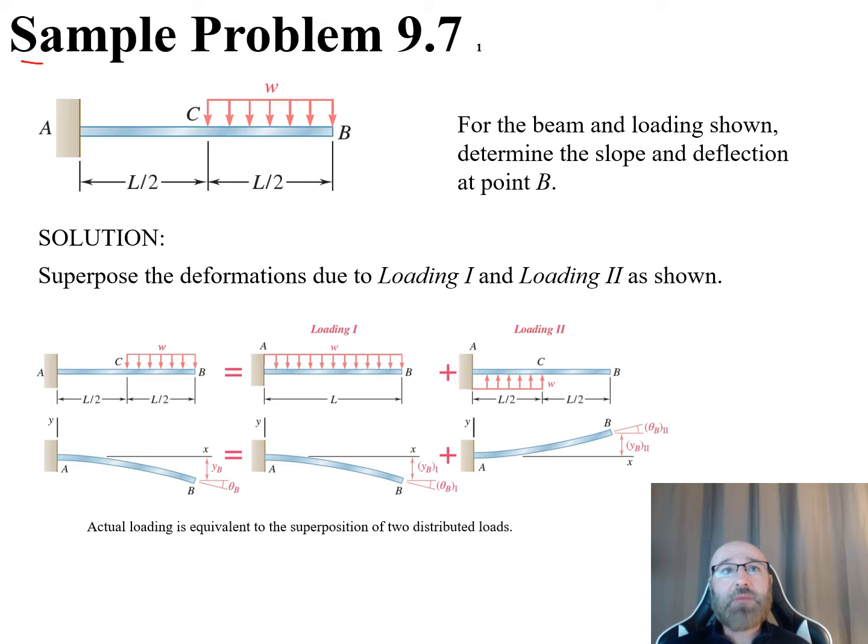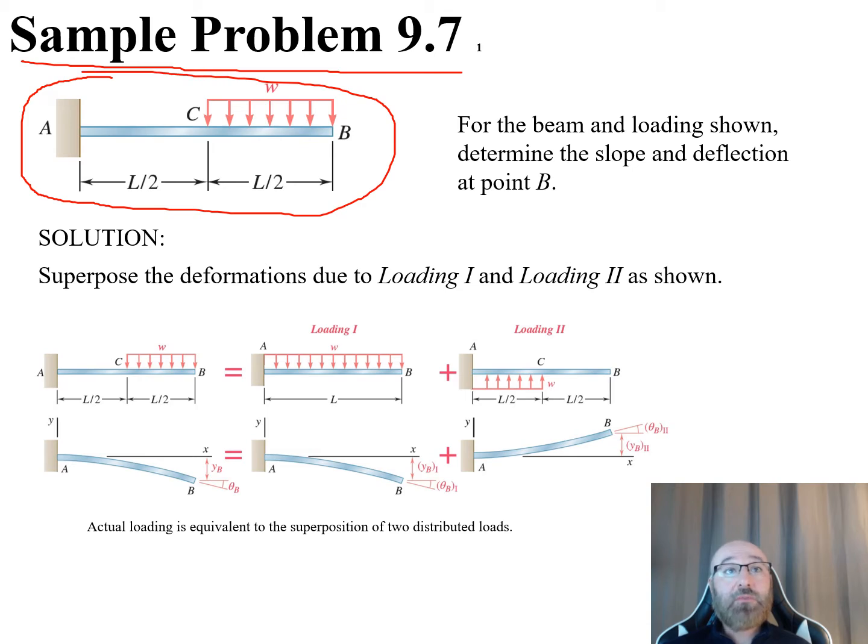We'll take a look at sample problem 9.7. You can see in this problem we have this diagram where we have a distributed load from C to B. We can see the distance of the whole beam is L, and our distance from C to B is L over 2. So half of the beam is going to be that distributed load w. Now, what they ask us in the problem statement is that for the beam and loading shown, they want us to determine the slope and deflection at point B, which is our endpoint over here.